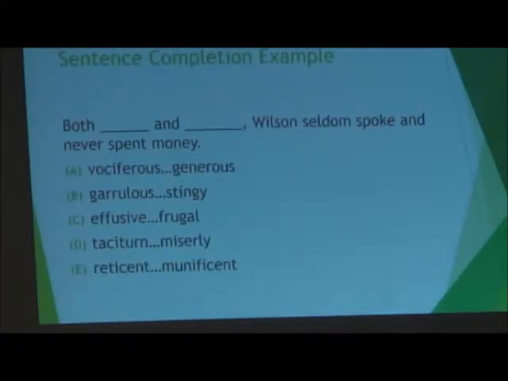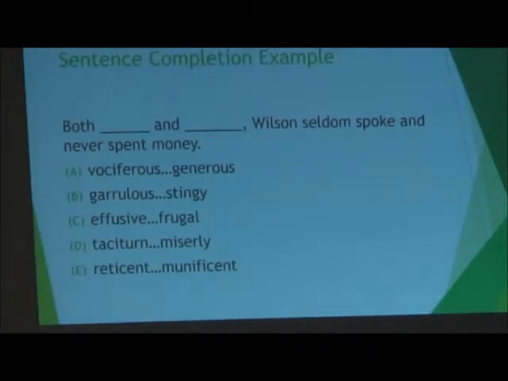Okay, so one thing we're going to do really quick is a sentence completion question. And what I want to stress for strategy for sentence completion is 2 things. 1, don't look at the answers before you think of what should go in the blanks, because they're going to confuse you. So we're going to ignore all of this and tell me, what do you think should go in the 2 blanks? These blanks. So both blank and blank.